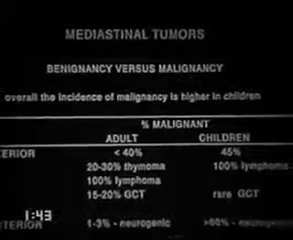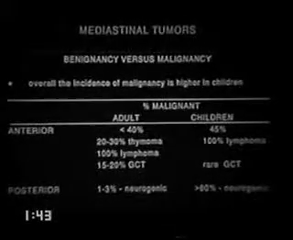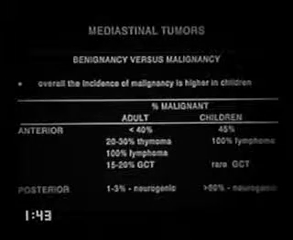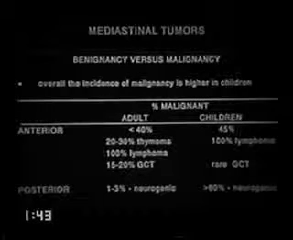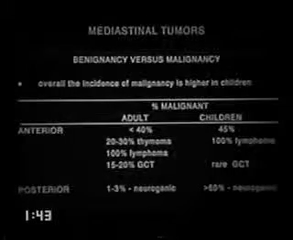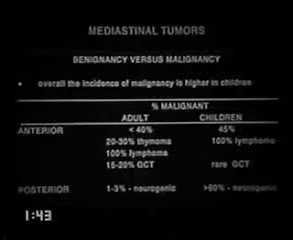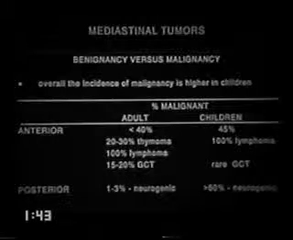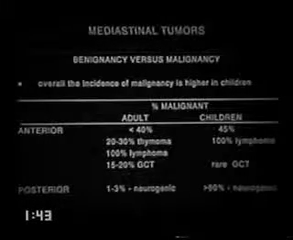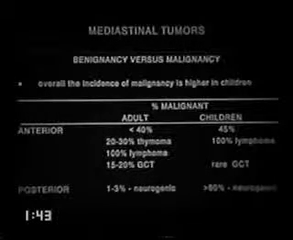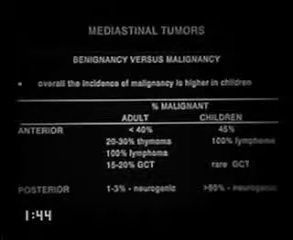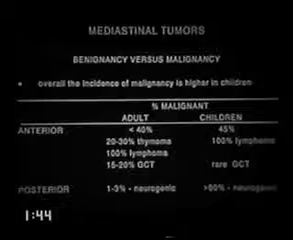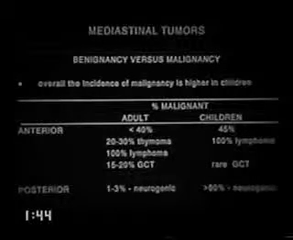Now, if it's benign or malignant, how do you figure that out? Well, overall, the incidence of malignancy is higher in children. The percentage of tumors which are malignant in the anterior compartment is less than 40% in adults. Of course, 20 to 30% of thymomas are considered to be invasive or malignant, all of lymphomas, and 15 to 20% of germ cell tumors in adults. Germ cell tumors are rarely malignant in children. They're almost always benign teratomas, and we'll go over that in more detail in a few slides. Once again, all of the lymphomas are malignant, and overall, 45% of anterior mediastinal tumors in children are malignant.